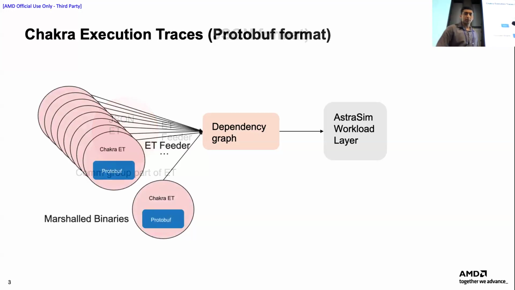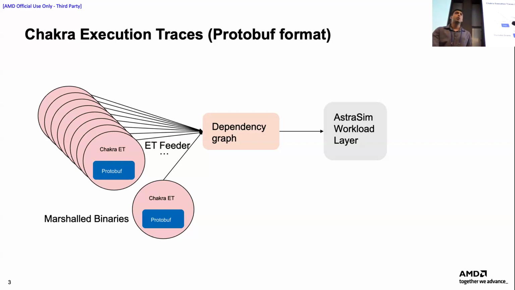If you're familiar with the protobuf format, then you know that it is in the form of marshaled binaries. The advantage of using something like a marshaled binary is that it is compact and fast. However, it is not human readable. So that is one of the major hurdles that we were facing when doing development in ASTRA-sim.